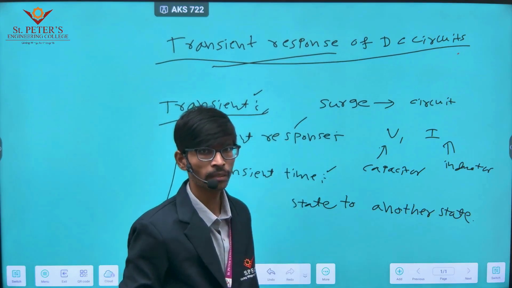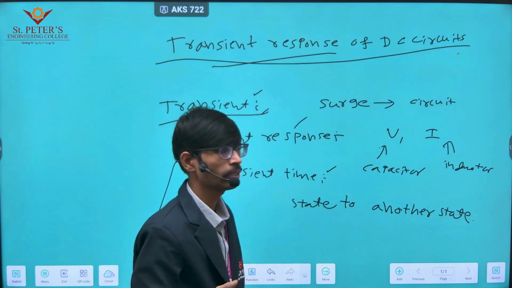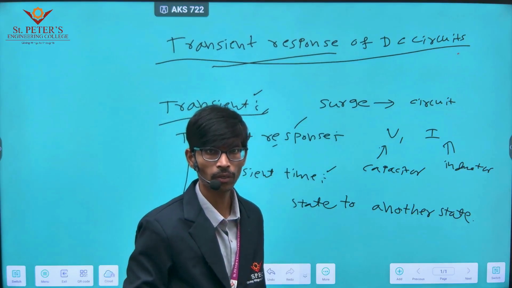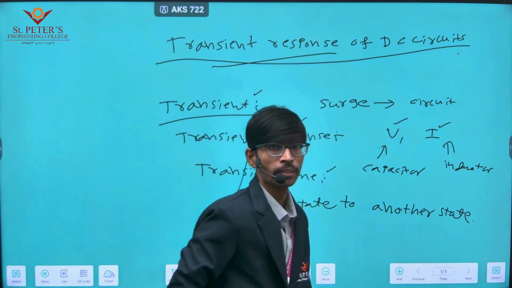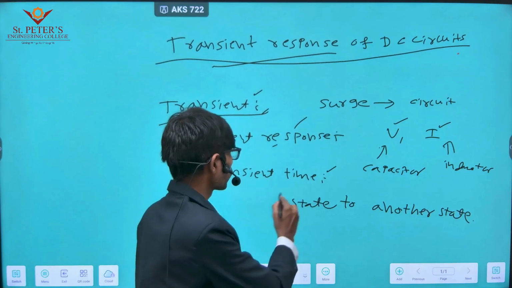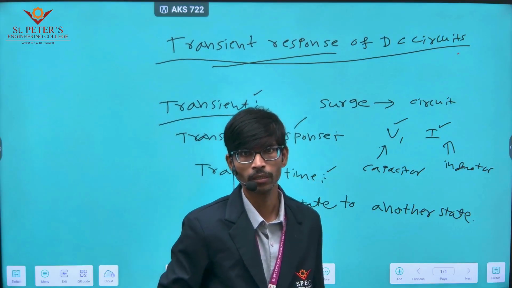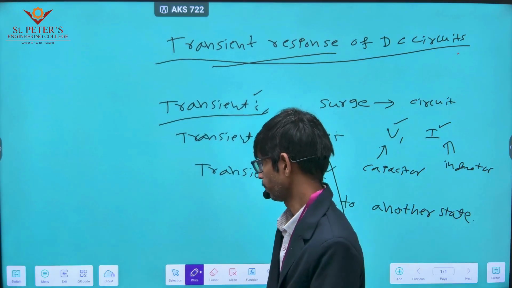Transient means something which causes disturbance in the circuit, like a surge. Transient response means, because of the transient, how the voltages and currents change. And transient time means the time to settle down from the transient state to the steady state.